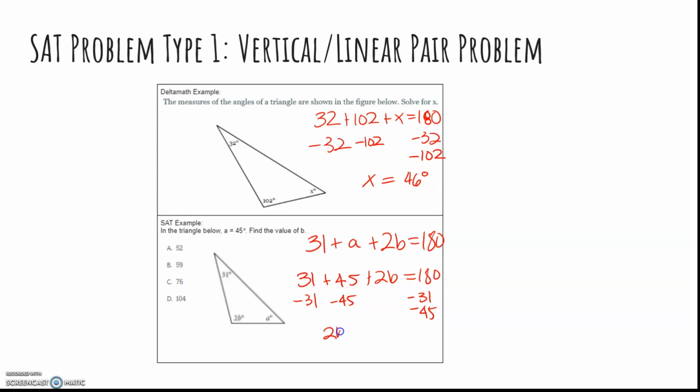That's going to give me 2B is equal to 104. And then I divide by 2 to get B by itself, and I find that B is 52, which is A.